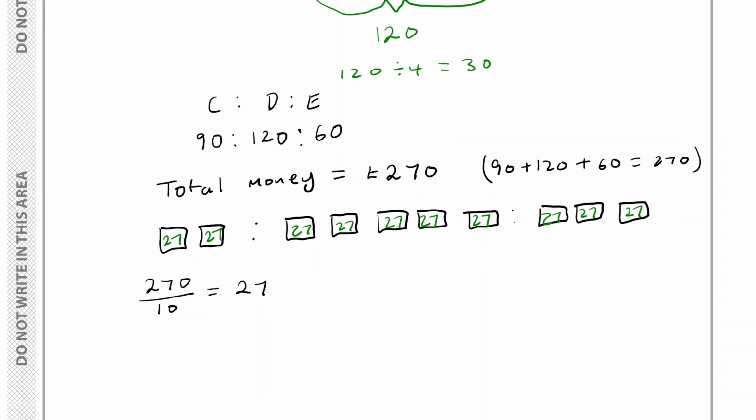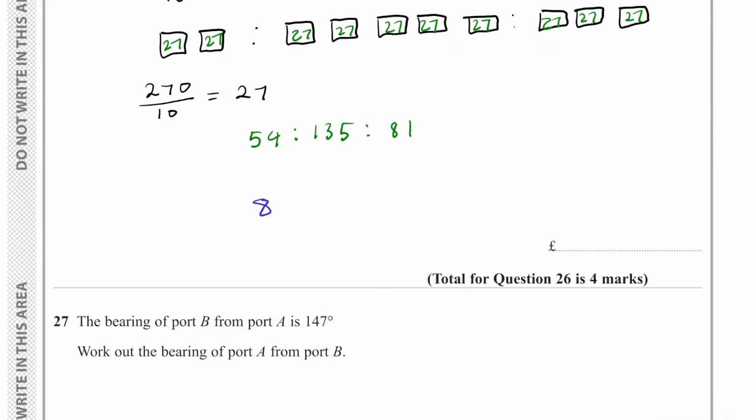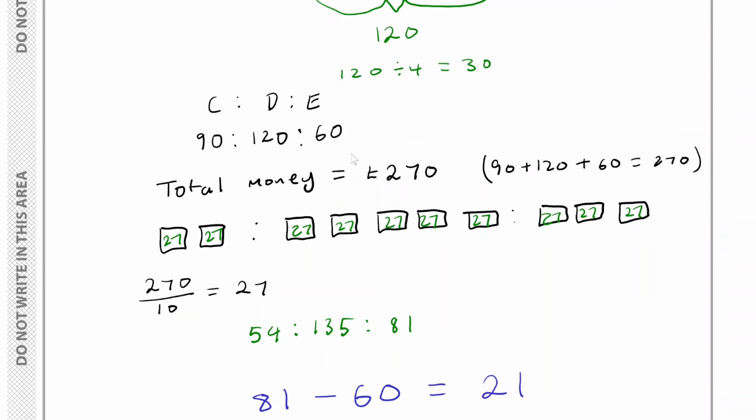So now they have 2 27s, which is 54, 5 27s, 135, and 3 27s, which is 81. So how much money did Chris give to Errol? So Errol had £60. He's now got £81. So 81 take away 60 is 21. So Errol has got 21 more pounds. So Chris must have given Errol £21.